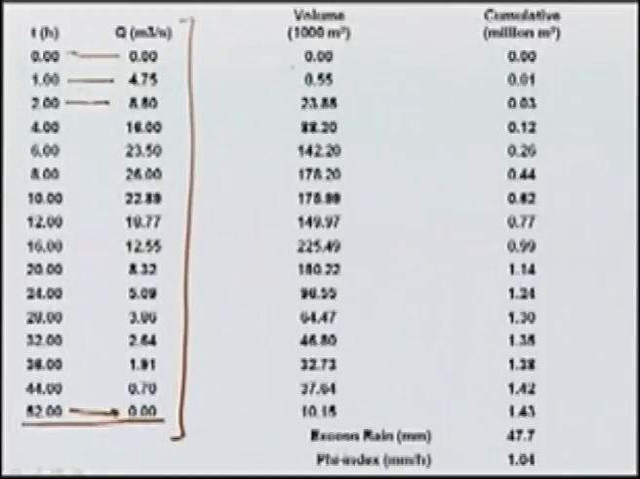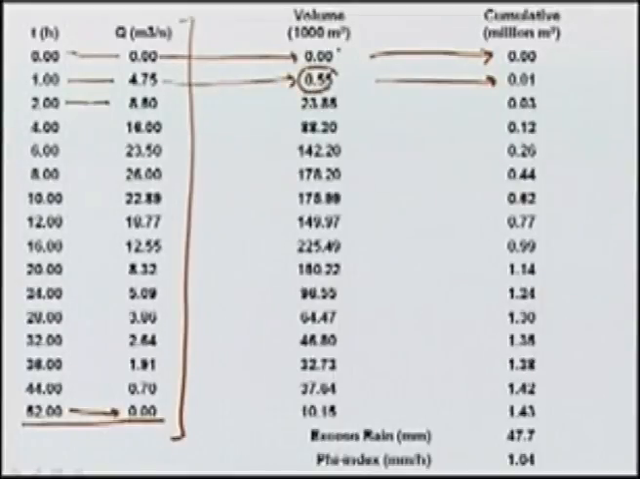Now, we can find out the volume which is accumulated at different times. This is in 1000 meter cubes. So, at time equal to 0, we have 0 volume. At 1 hour, we can say that this corresponds to the mean between 0 and 4.75 for 1 hour duration. So, if we do that, we get 8.55,000 meter cubes, and here we have cumulative from the beginning of the rain. So, doing this for each time step, you will notice here that the time steps are not uniform.